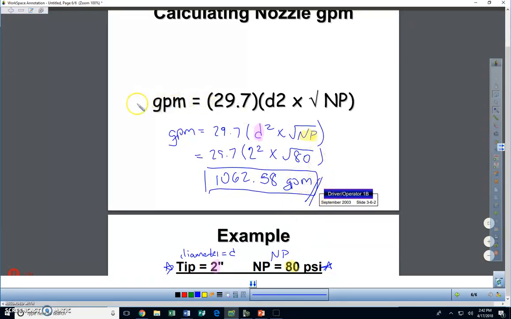So again, this is only a formula, and it's the formula that you use. But for the actual examples, they'll have to tell you what you plug in for D, which is the diameter of the tip of the hose, and then also the nozzle pressure.